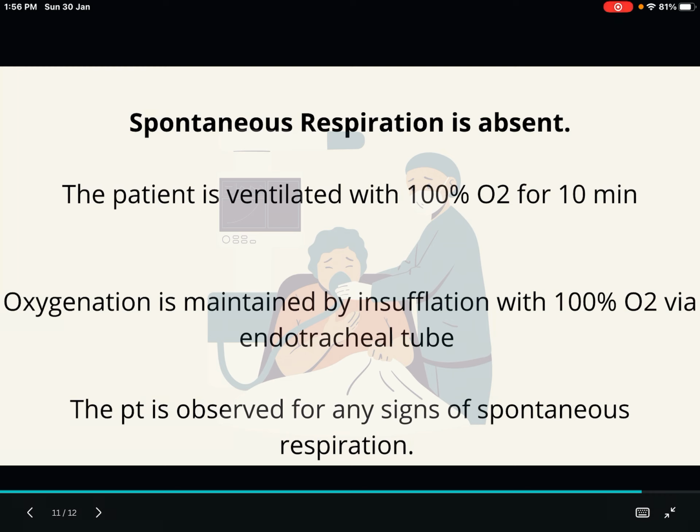The patient is ventilated with 100% oxygen for 10 minutes. And then we temporarily remove the ventilator support for 5 minutes. Oxygenation is maintained by insufflation with 100% oxygen via the endotracheal tube. And the patient should be observed for any signs of spontaneous respiration. So this is the way that we observe whether the patient is showing any spontaneous respiratory efforts or not. Also during this procedure we can check the arterial blood gas, and how the partial pressure of carbon dioxide is.